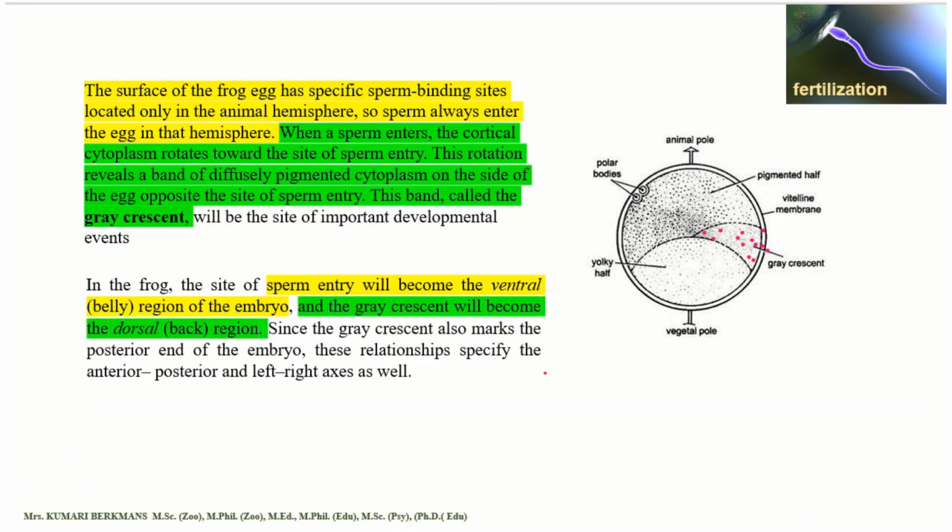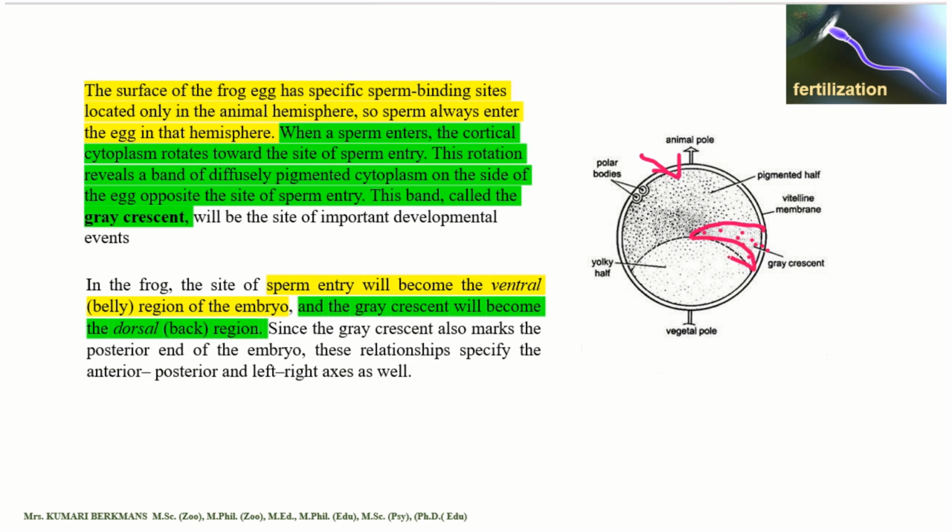And one more thing we are going to see is that the sperm enters only the animal pole region. The cortical cytoplasm rotates towards the site of sperm entry. This rotation reveals a band of pigmented cytoplasm on the opposite side of the sperm entry.